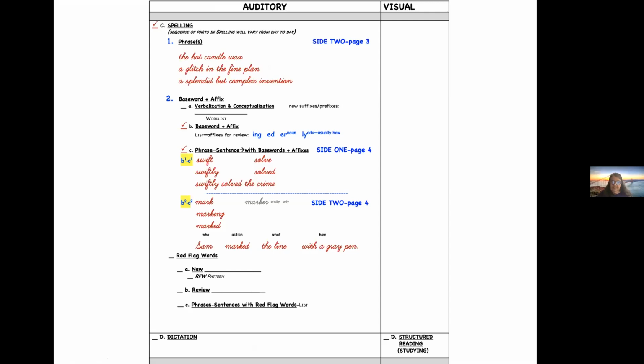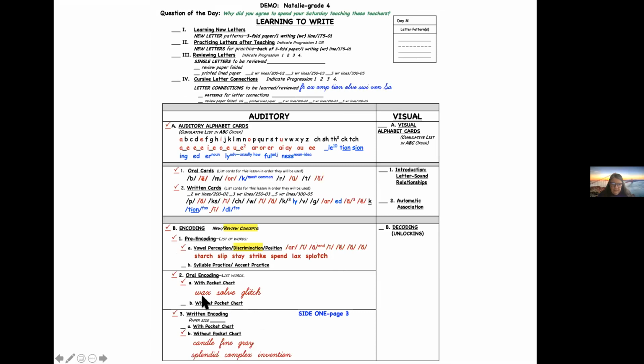And sometimes you ask, which of those words have we already encoded? And are there any red flag words, and why? In that case, which words had we already encoded? One of them we didn't write on paper, but two of them we still encoded. One of them we did in oral encoding. What are the two that we practiced? Wax was up here in oral encoding. And then candle was down here in written encoding.